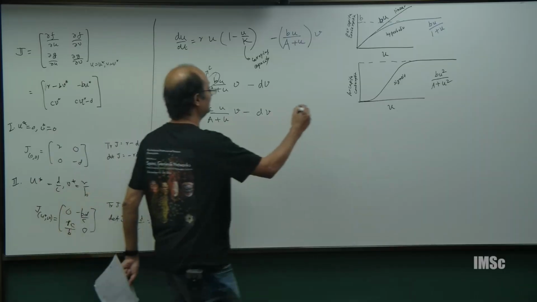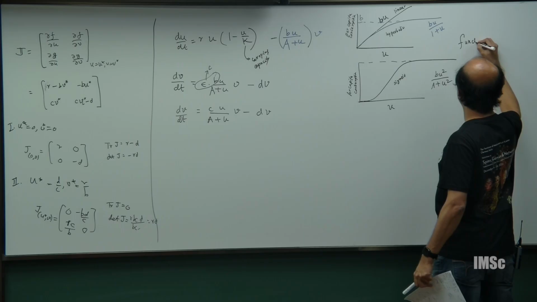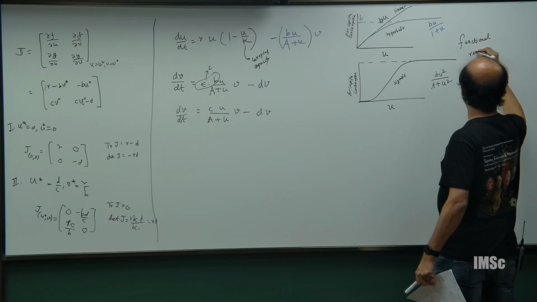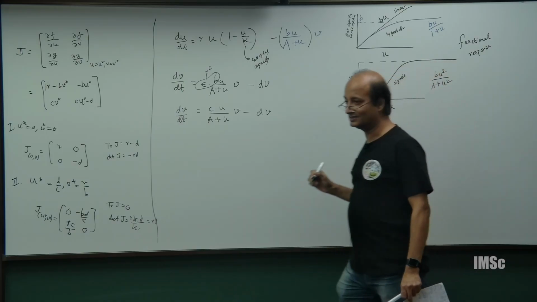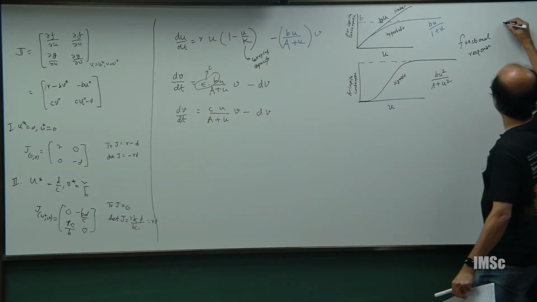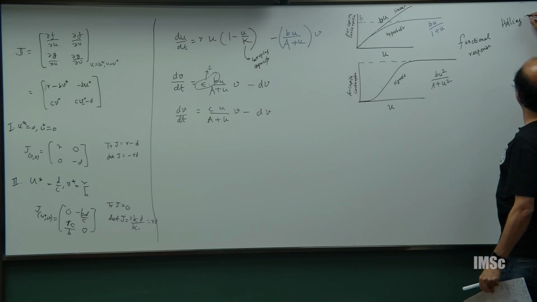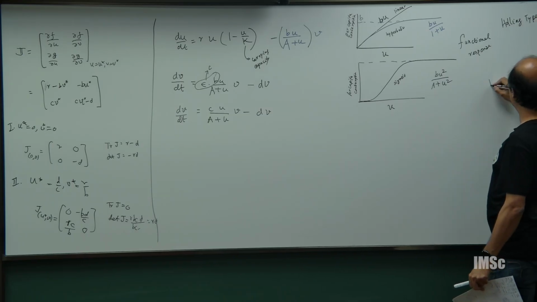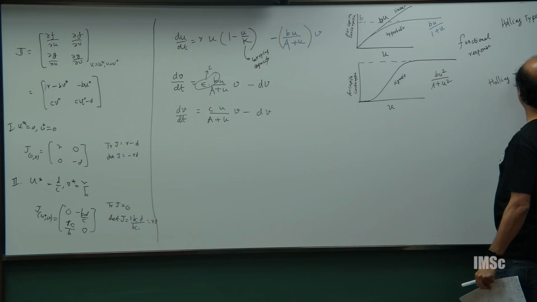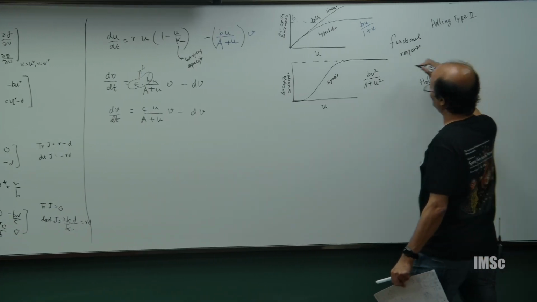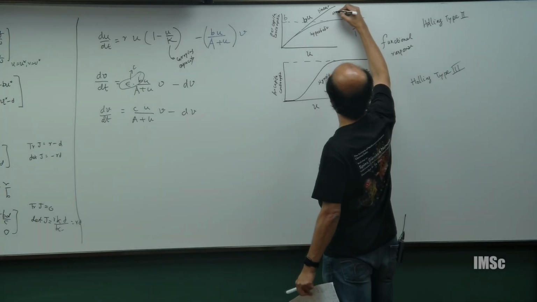Which behavior you will see often depends on the context. So that's why you have to have some domain knowledge to know whether you should have a hyperbolic functional response. This is also known as functional response: how the amount consumed depends on the prey population. After the ecologist Holling, this is known as Holling type 2 functional response, and this is known as Holling type 3 functional response, while the linear Lotka-Volterra is known as Holling type 1.